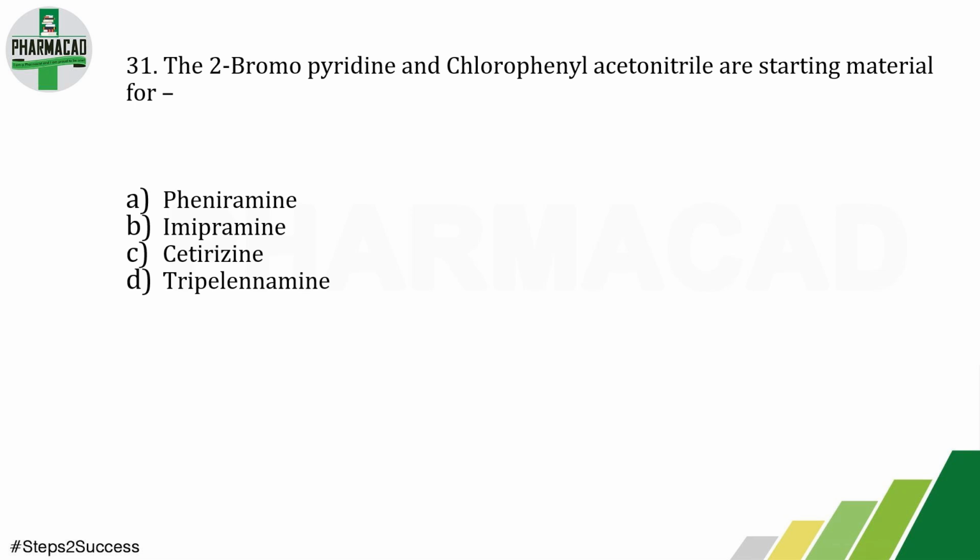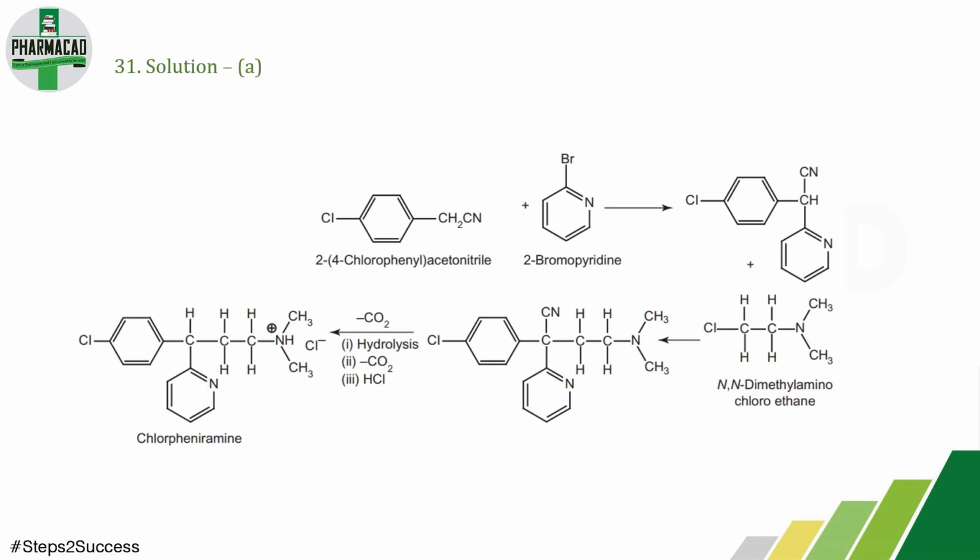Next question. The 2-bromopyridine and chlorophenyl acetonitrile are the starting material for which of the following? That is phenyramine, imipramine, cetirizine or triphenamine. So the solution for the given question, that is 2-bromopyridine and 2,4-chloroacetonyl acetonitrile, is they will lead to the formation of chlorphenyramine. Hence the correct option is A, that is phenyramine.